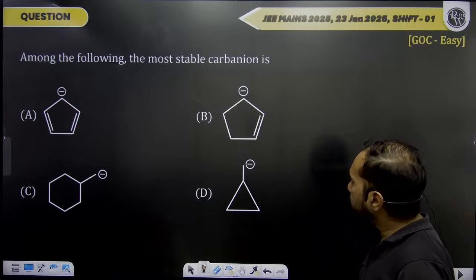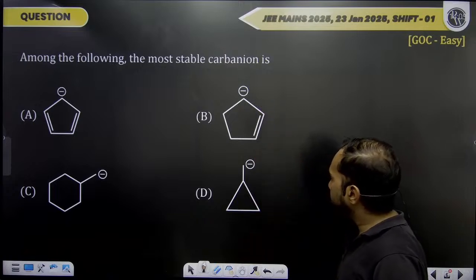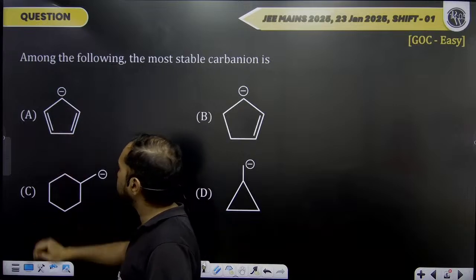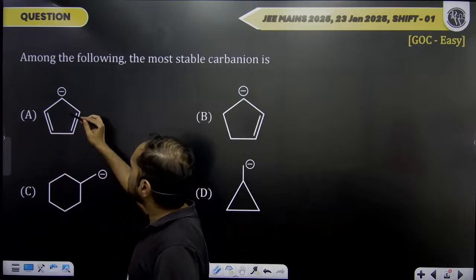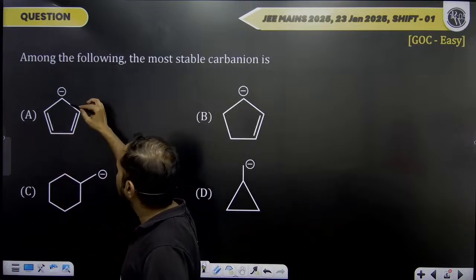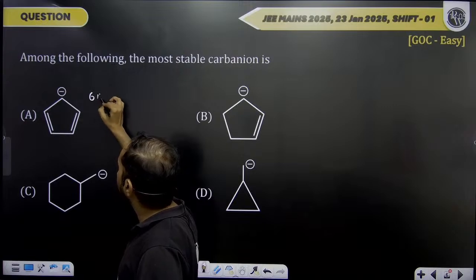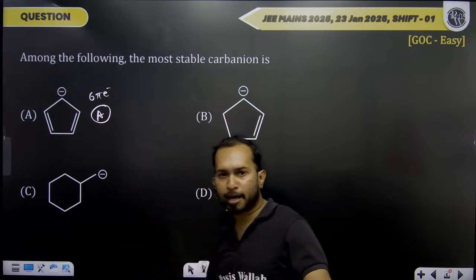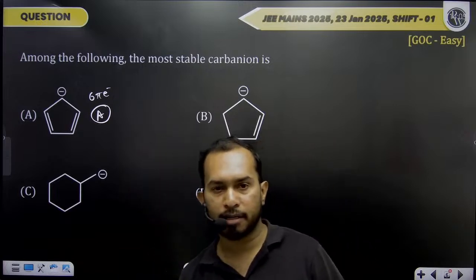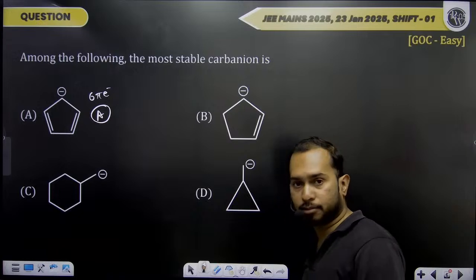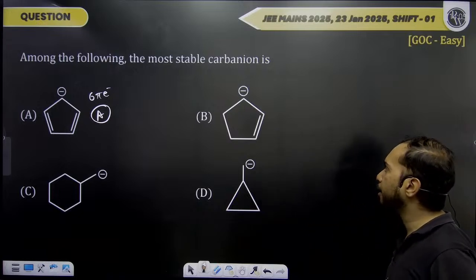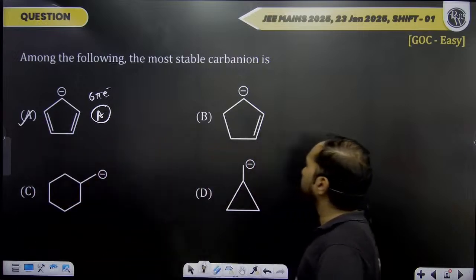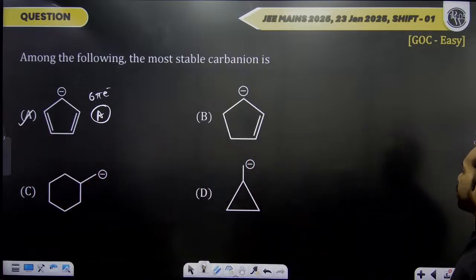You can see over here, this negative charge is involved in resonance. Over here, no resonance. Over here, no resonance. Over here, yes, option A also has resonance. At the same time, this is aromatic. Cyclic conjugation, 6 pi electrons are involved in the cyclic conjugation. Therefore, this compound is aromatic, and aromatic species are highly stable. Not just stable, they are highly stable. So the most stable is option A. It's a very easy question of GOC.